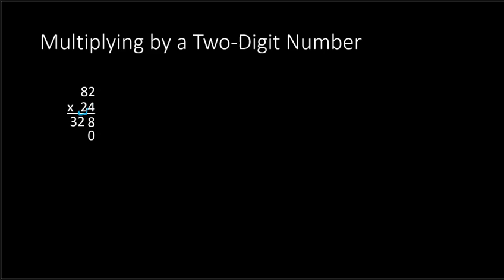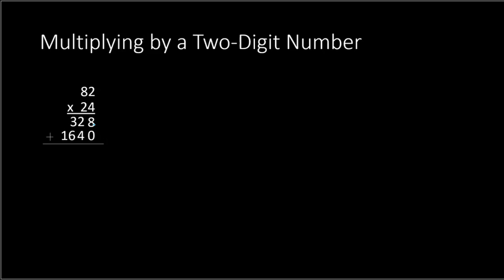So from here, we now do 2 times 2 to get 4, and then we do 2 times the 8, and that gives you 16. So now we have 328 and 1,640. From here, we can add these together to get a final answer.